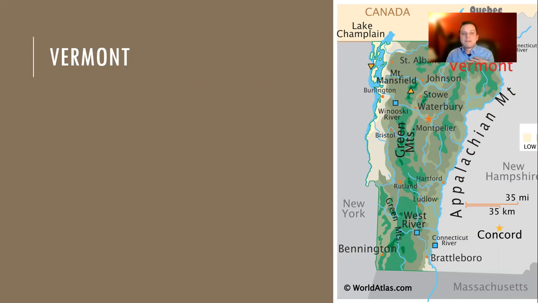But the way I remember that the Green Mountains are in Vermont is that VER is almost how you spell or how you say green in French. Might be difficult for those of you who don't know French, but if you do, and if that helps, Ver, Green, Vermont. So the Green Mountains are in Vermont, White Mountains are in New Hampshire. So the capital is Montpelier.